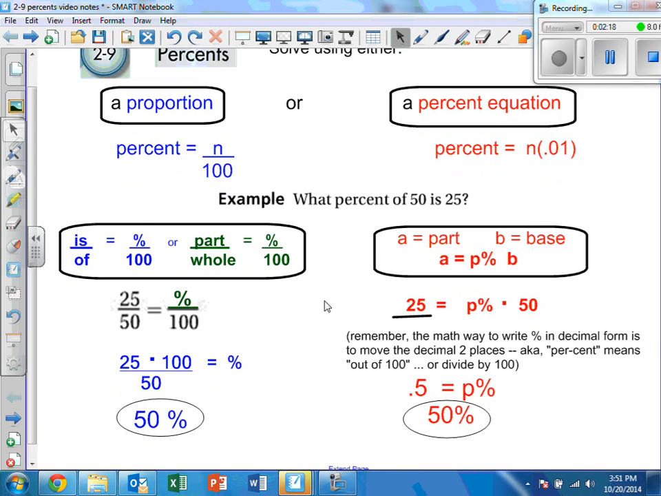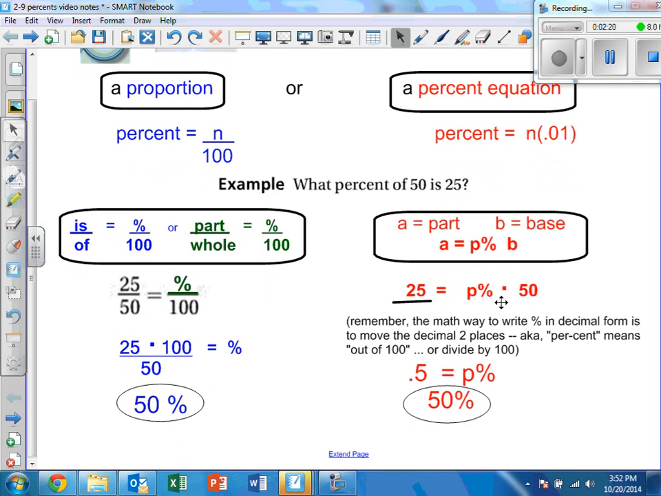If you notice, I'm basically solving this the same way. I do 25 divided by 50, dividing both sides by 50. Let's divide both sides by 50. If you did 25 divided by 50, you would find that it is 0.5. These 50s are gone. That equals P percent.